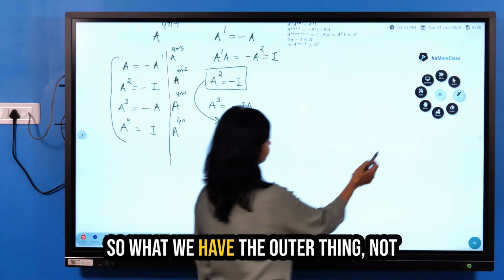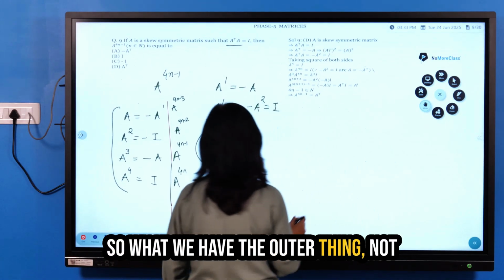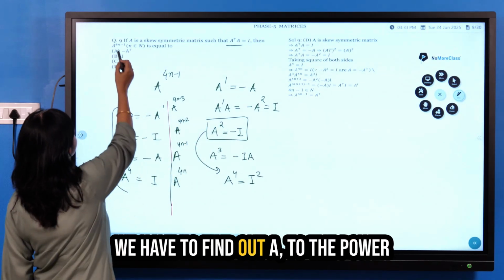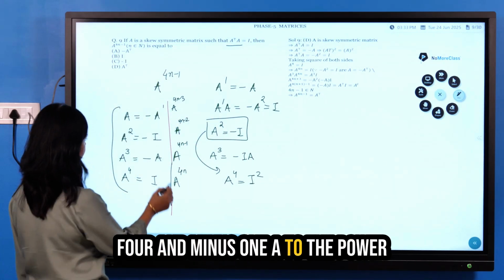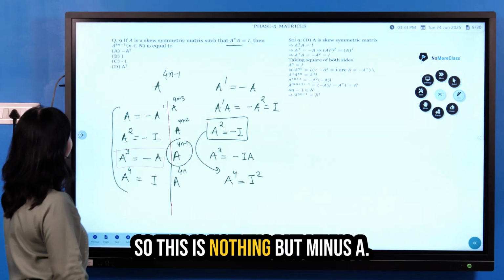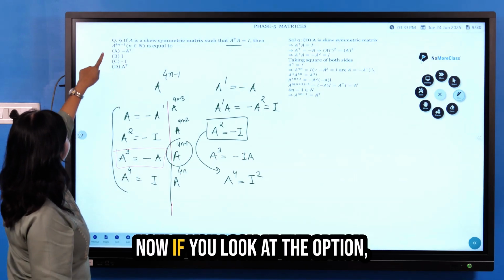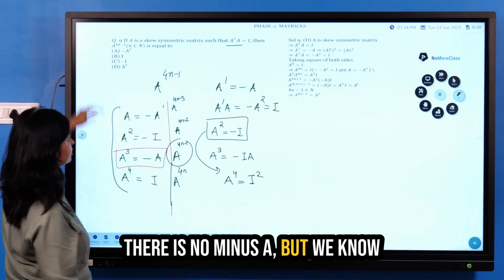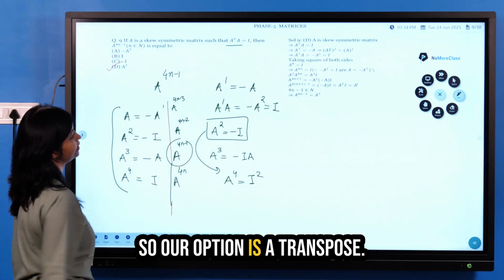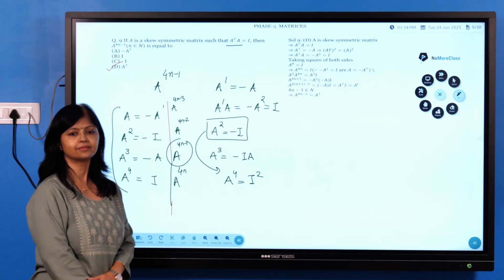So what we have, the outer thing, not the complex number, the outer thing, we have to find out A to the power 4n minus 1. A to the power 4n minus 1 is this category. So this is nothing but minus A. Now if you look at the options, there is no minus A. But we know that minus A is also A transpose. So our option is A transpose. Thank you.